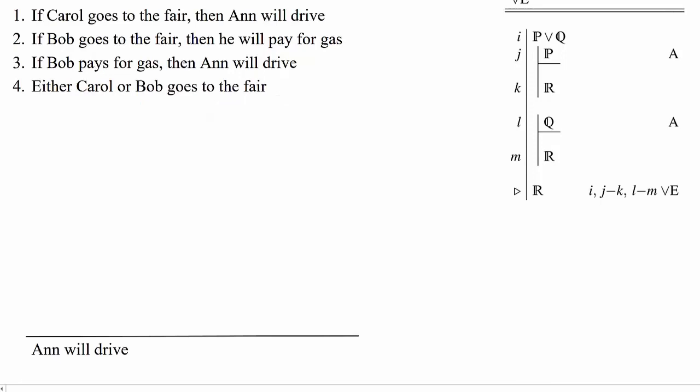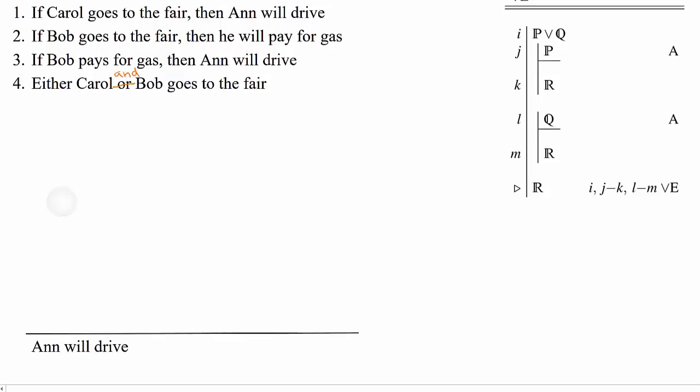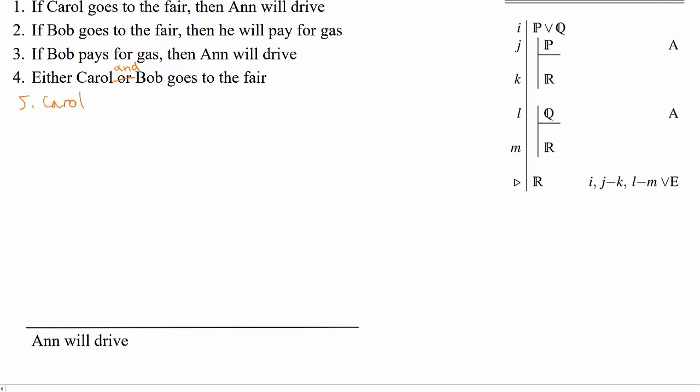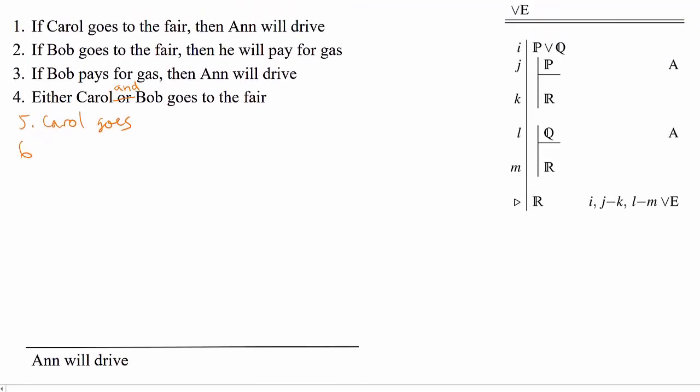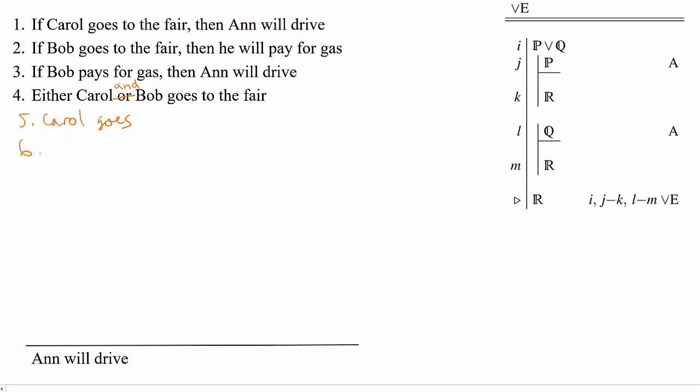First, notice that if premise 4 were a conjunction instead of a disjunction, that is, if premise 4 instead of having an or had an and, this would be a very short deduction. From 4, we could get Carol goes to the fair, and then from 1 and 5, we could get our conclusion, Ann will drive. Which would basically be a conjunction elimination and then an arrow elimination. But that's not the situation we have. We don't know if it's Carol that goes to the fair, or Bob that goes to the fair, or both. But we can still reason in the following fashion.